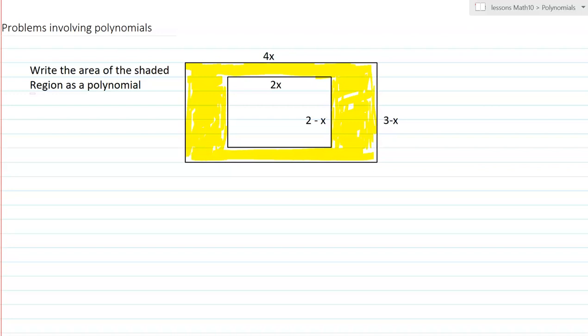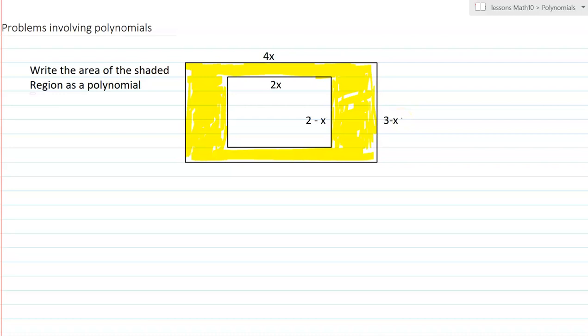Alright, hi. So today we're going to work on problems involving polynomials and the concept of adding, subtracting, multiplying, and combining like terms, but we're going to use that in a problem solving type of scenario. Here is a diagram. I have a big rectangle here. Notice that one side of the big rectangle is 4x, the other side is 3 minus x.